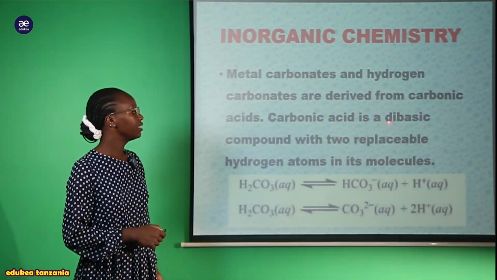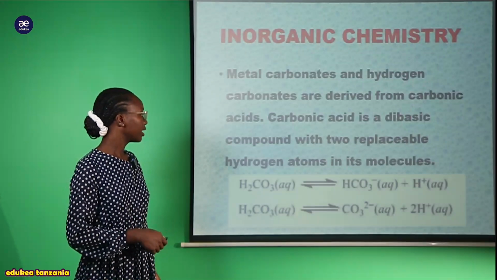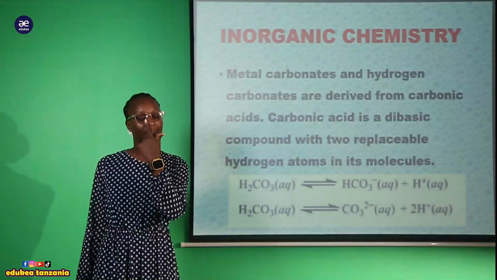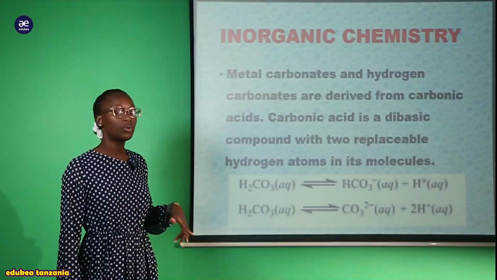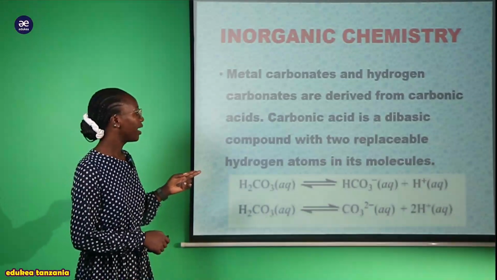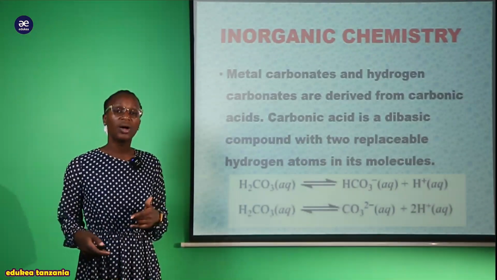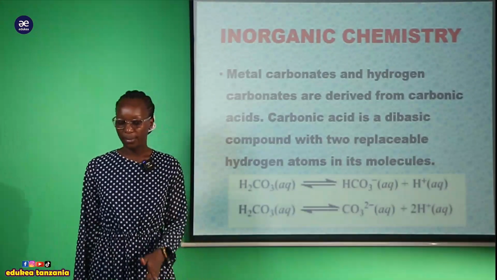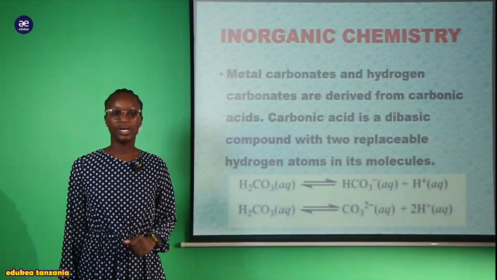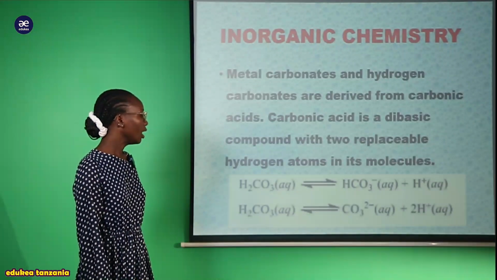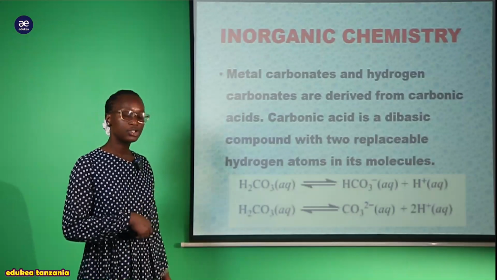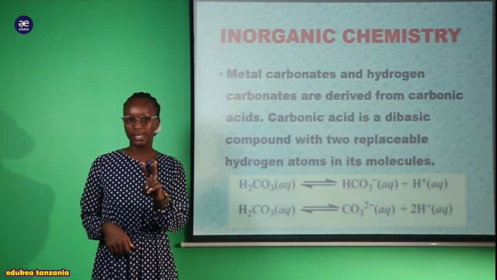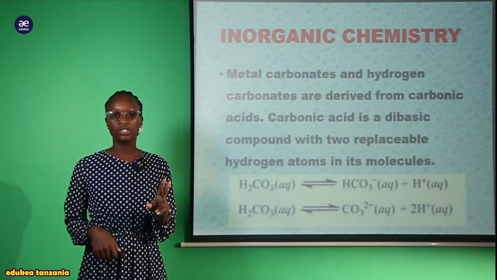It says that carbonic acid is a dibasic compound with two replaceable hydrogen atoms in its molecule. When we talk about dibasic, it means that in that compound there are what? Two hydrogens. That's why it says a carbonic acid is a dibasic compound within which there are two replaceable hydrogen atoms in its molecule. It means that in its molecule we can replace the two hydrogens at once. So here you can see a sample of this. Remember we are talking about the metal carbonate and the hydrogen carbonate. So simply, these are the two reactions which demonstrate this concept.